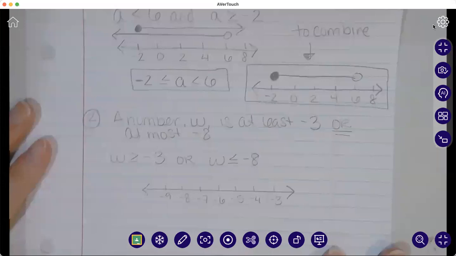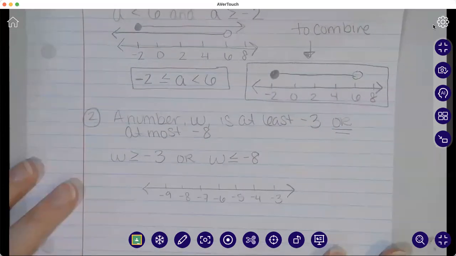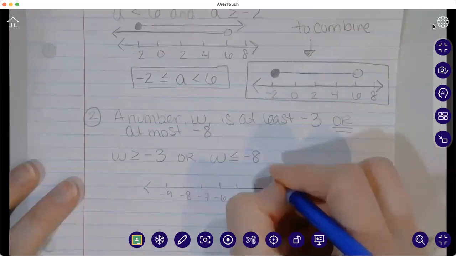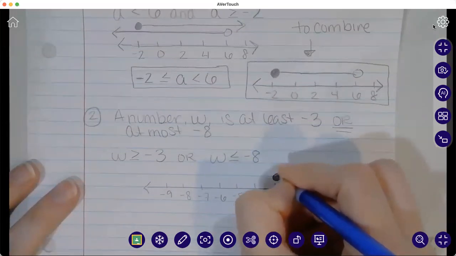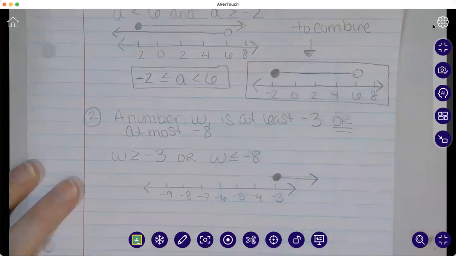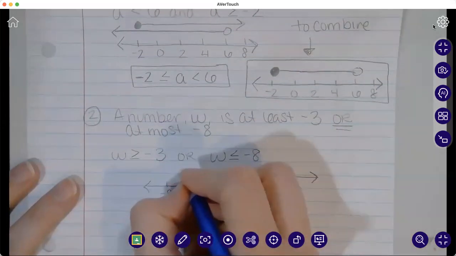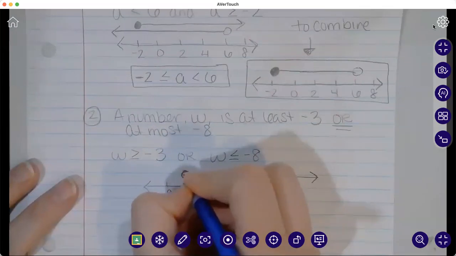So we have my options. Whoop, there we go. So W is greater than or equal to -3, meaning it's going towards the right, or W is less than or equal to -8.